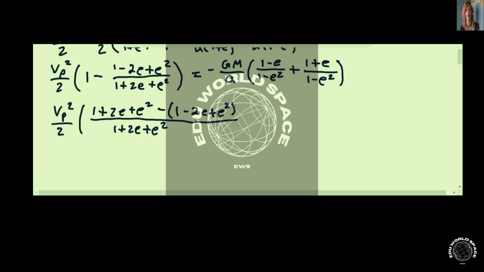Okay, so that's the left side of my equation. It's getting bigger, but it'll eventually get smaller. And then we have negative gm over a is our coefficient on the right, times, now that these have the same denominator, I can combine their numerators. So 1 plus 1 is 2, and negative e plus positive e, those e's just cancel out. So it's really just 2 over 1 minus e squared.